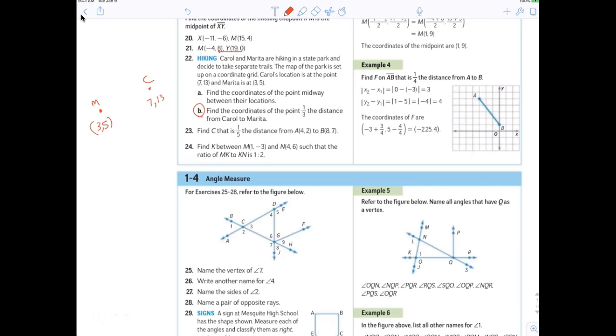All right. Now, what I want to do is, if you just kind of visualize, you're drawing that line right there. I want to find the coordinate that is 1/3 the distance from Carol to, yes, thank you, from C to M. All right, I want it to be 1/3 the distance.